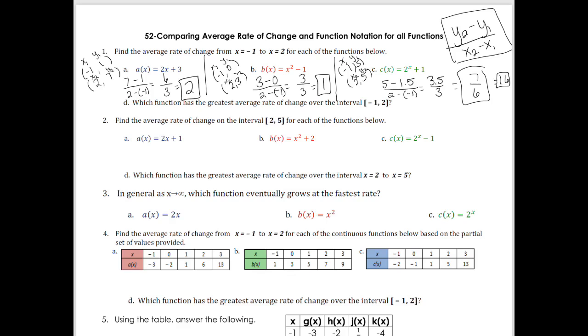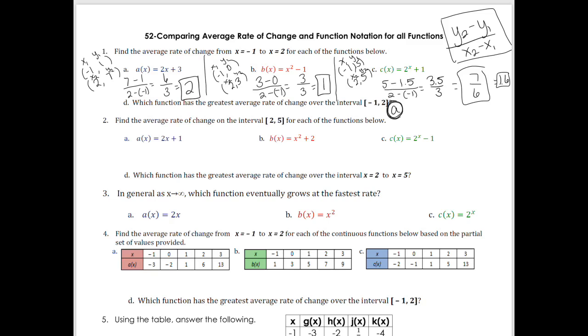So then it says, which function has the greatest average rate of change over this interval? So which one has the biggest average rate of change? Which number is bigger, 2, 1, or 1.16? 2 is. So function A is my answer for that. Okay. So now let's find for number 2.